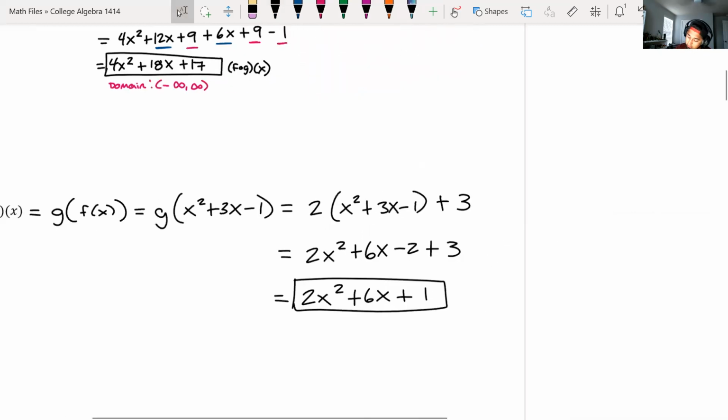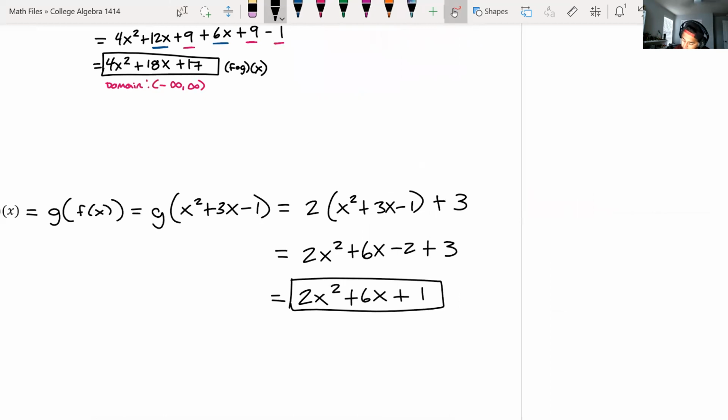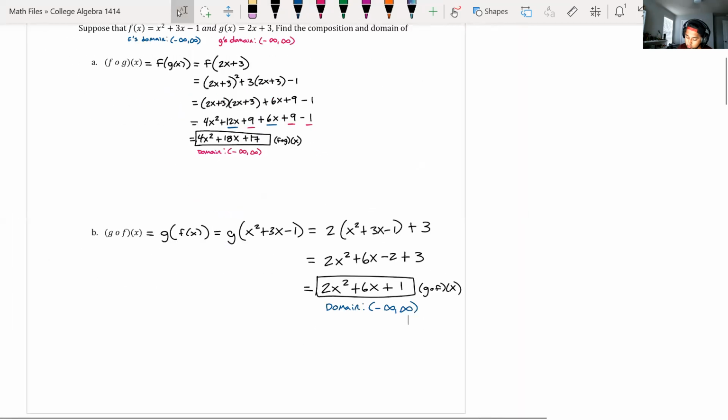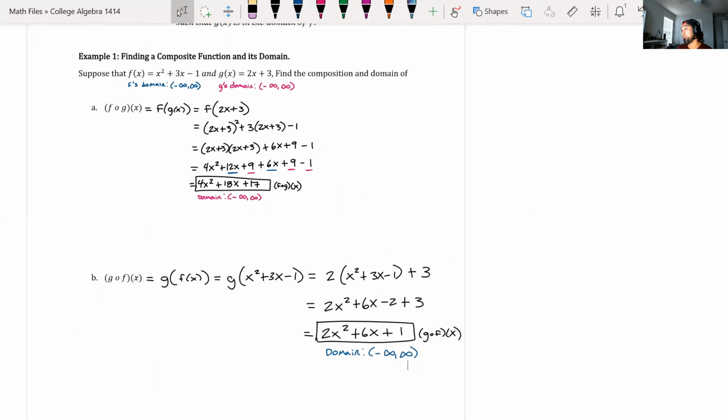Here's our composition. This is the composition function, g compose f of x. And again, since our domain was all real numbers, the domain of this function will also be all real numbers. And once again, we only simplify. We do not solve unless we're asked to.